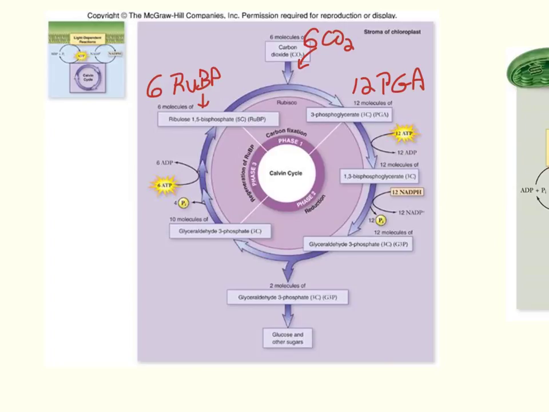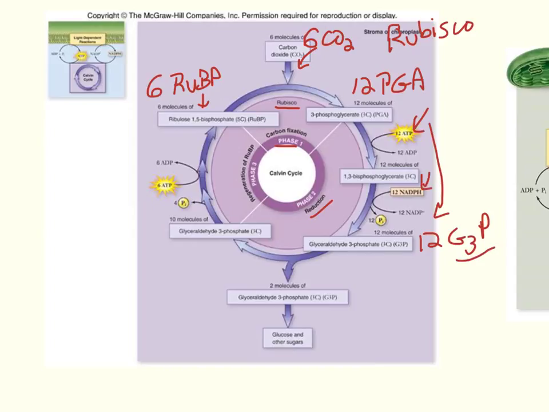This is phase 1, carbon fixation, and it uses an enzyme called Rubisco. If you can't read that, I'll write it up here. Rubisco. I always think of Crisco for some reason when I hear that word. Phase 2 is called the reduction phase. It takes the 12 PGA molecules and reduces them into 12 molecules of G3P. This process uses ATP and NADPH. You can see that here.